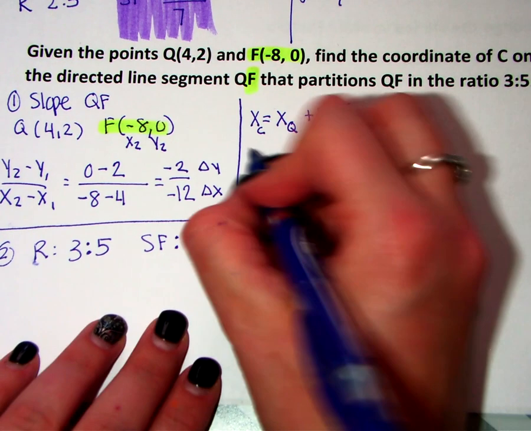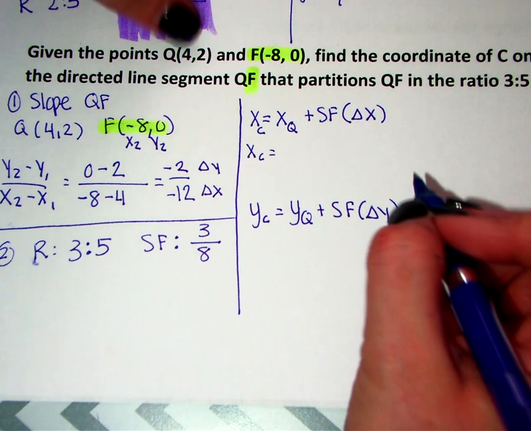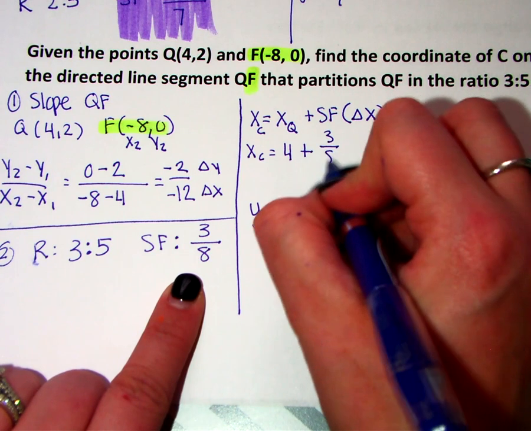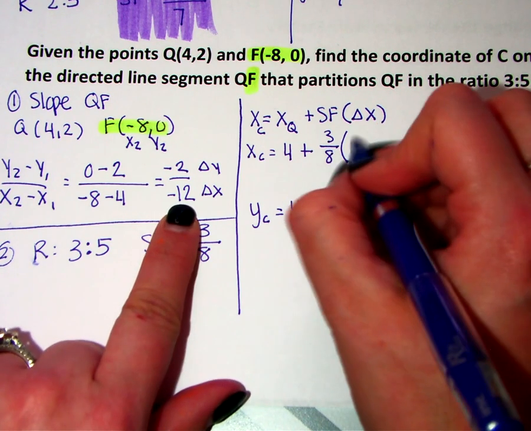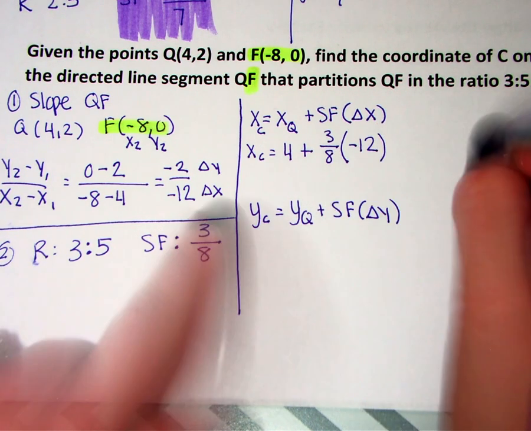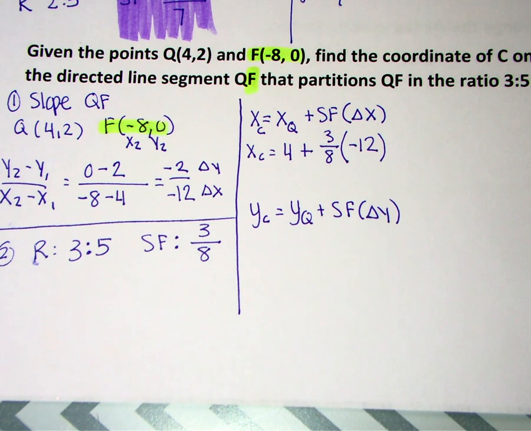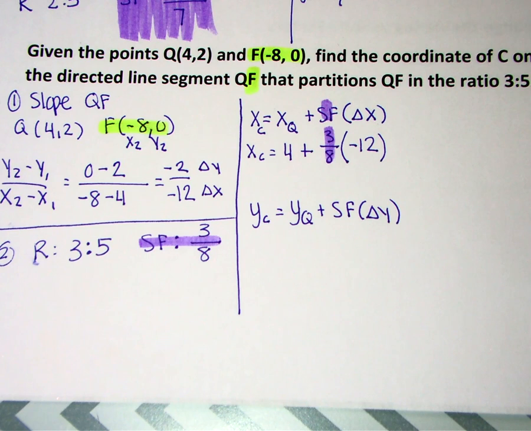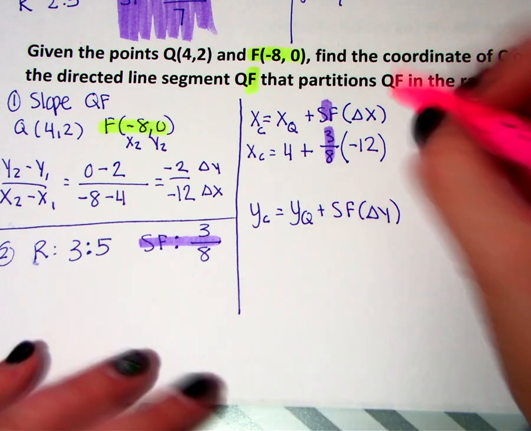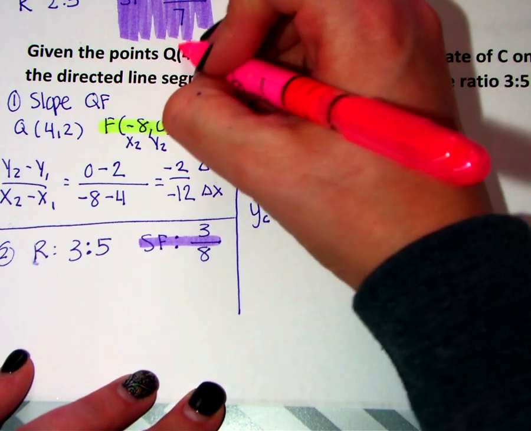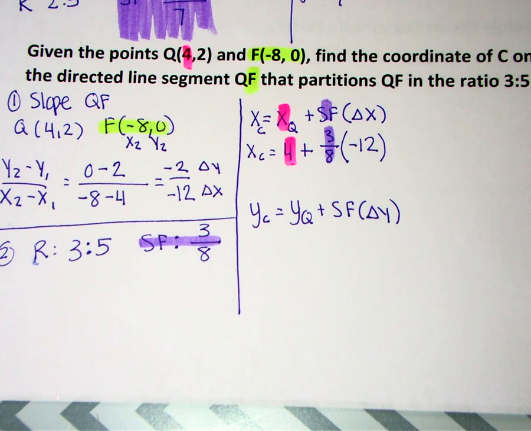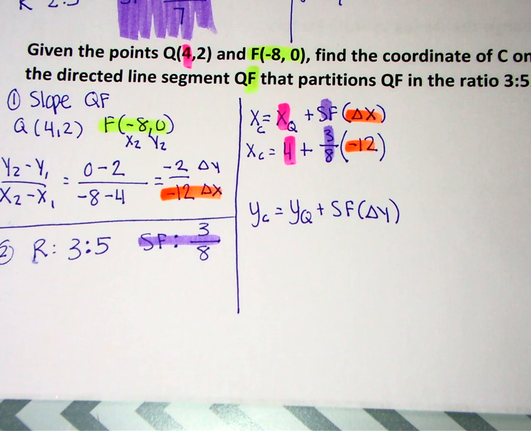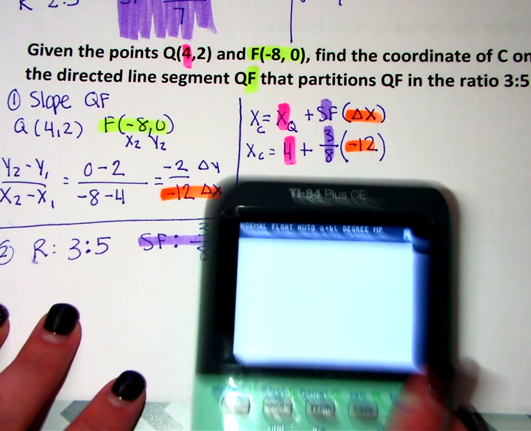Let's sub in X sub C. My X value is 4 plus my scale factor of 3/8 times my change in x, negative 12. So remember, all of this information is coming out of the problem. Here is scale factor. Here is my X value, and we're using X sub Q because that's the letter. And here is my change in X. I'm stealing it from my problem. All this math I'm getting from somewhere. So I'm going to plug it in, 4 plus.